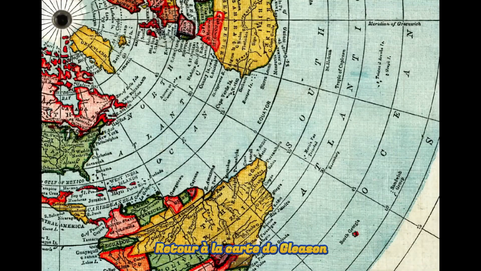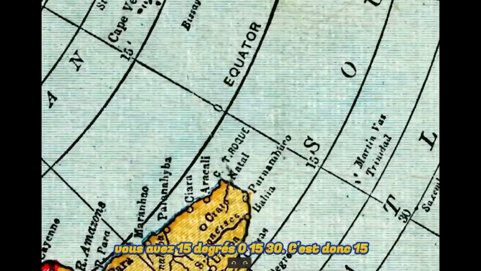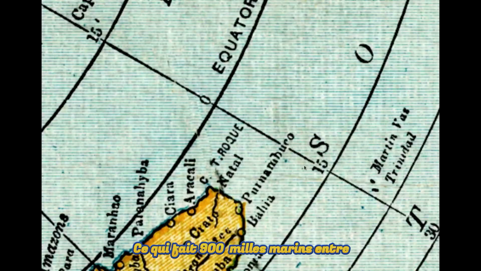Back to the Gleason's map. Between the latitude lines, these are the latitude lines, you have 15 degrees: 0, 15, 30. So it's 15 degrees between the latitude lines. The scale is 60 nautical miles to the degree. It is 15 times 60 nautical miles, and that is 900 nautical miles between the latitude lines.